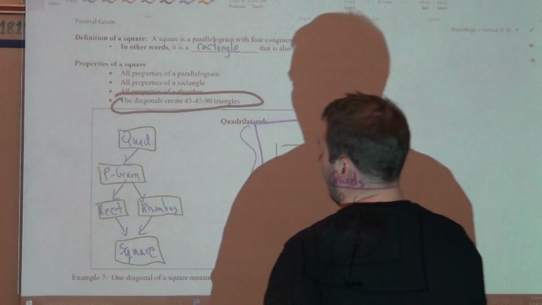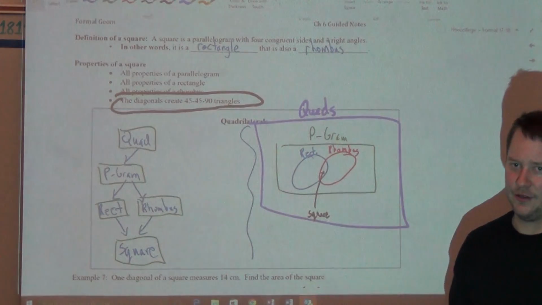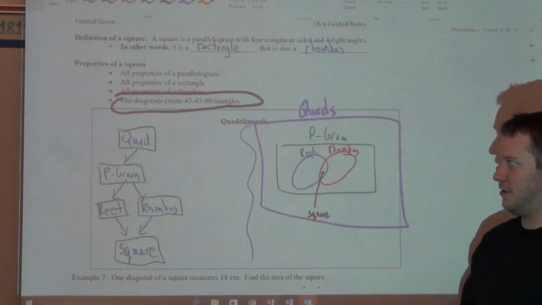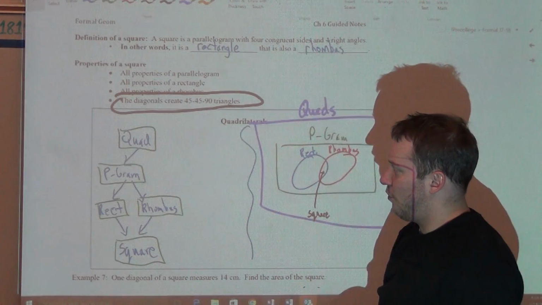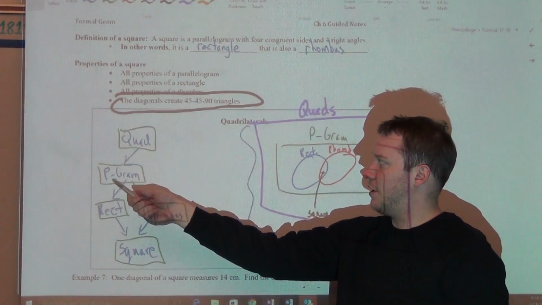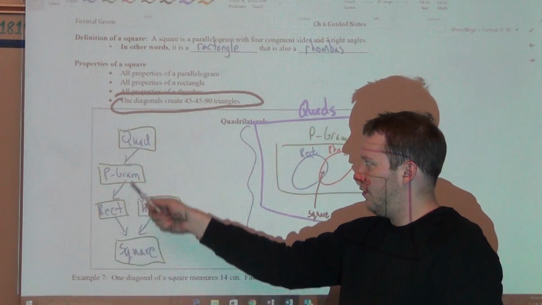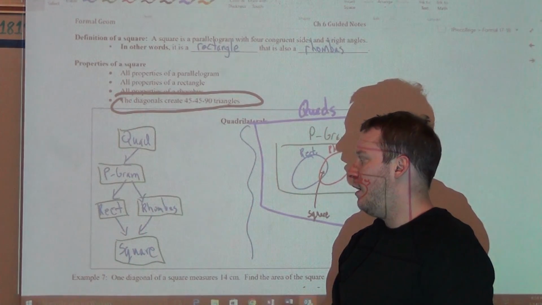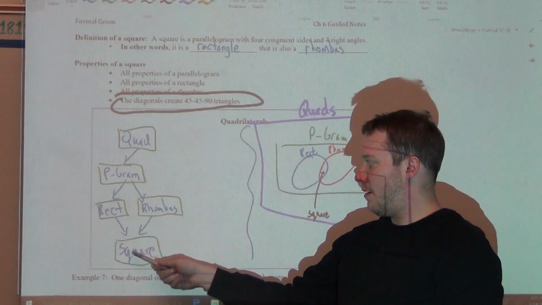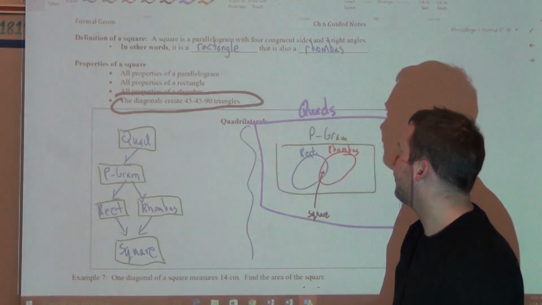Here are a couple images that really help us understand what's happening in a quadrilateral. First of all, a square is a rectangle that's also a rhombus. And we have this flow chart of what quadrilaterals do. Once quadrilaterals become parallelograms, they can become rectangles and rhombi. If they are both rectangles and rhombi, then they are called a square.